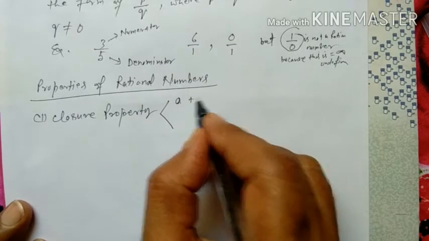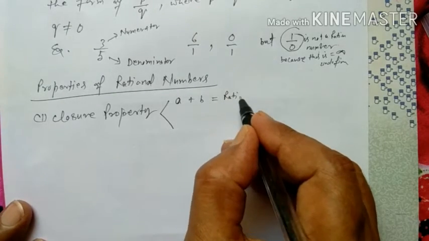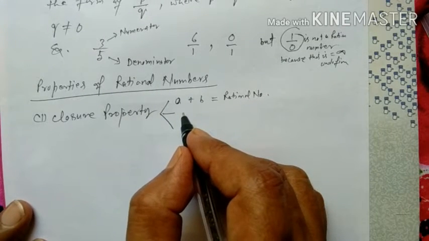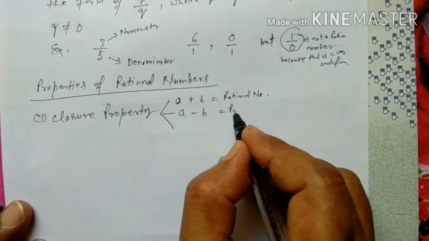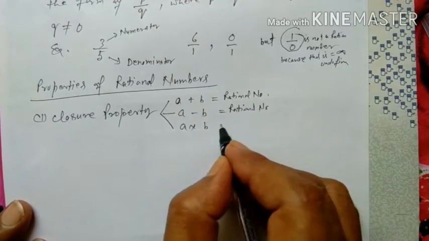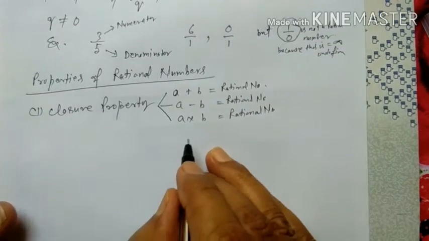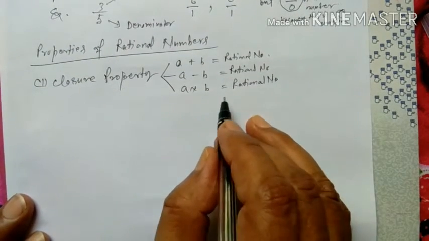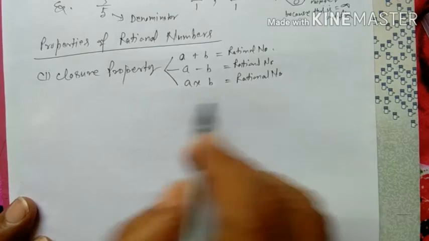When a and b are rational numbers, then their addition will also be a rational number. Similarly, their difference is also a rational number, and their product is also a rational number. But in the case of division, it is not defined when b is equal to 0. So addition, subtraction and multiplication fully hold.